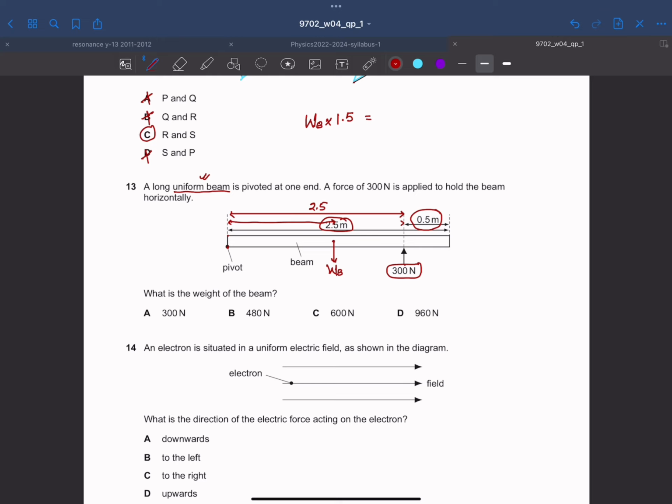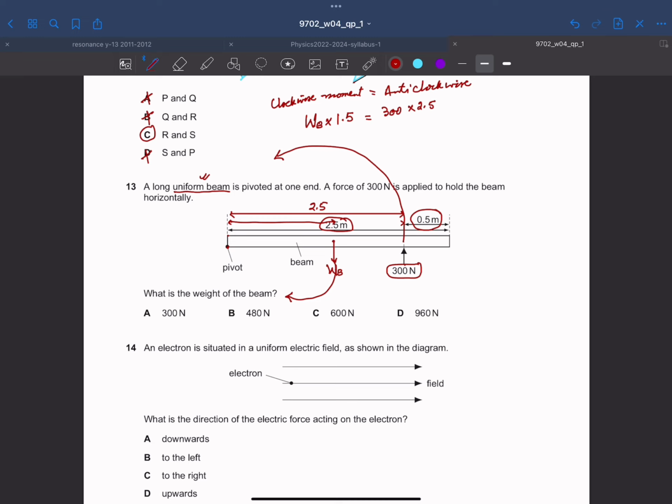What is the situation here? The weight of the beam is trying to rotate the body clockwise. So you can write here that the clockwise moment is equal to the anti-clockwise moment, which is basically the principle of moments. You can see here that this force of 300 is trying to rotate the body anti-clockwise, and the distance here is 2.5.